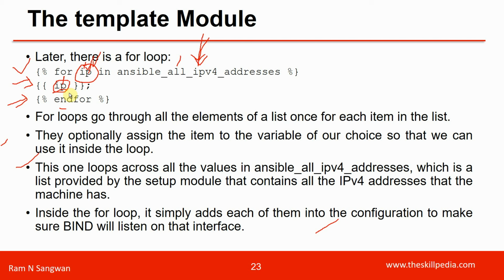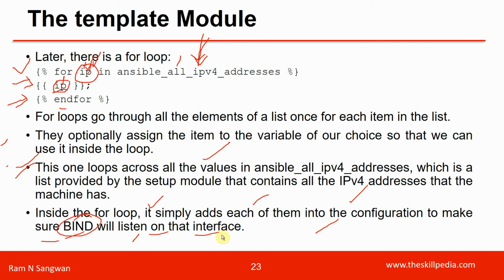So whatever name you specify, you have to use the same thing. But choice is ours. We can use it inside the loop. Once this loop occurs for all variables in Ansible, all IPv4 addresses, which is nothing but a list provided by the setup module that contains the IP addresses the machine has. Inside the for loop, it simply adds each one of them into the configuration to make sure the bind DNS server, which I'm talking about, will listen on that interface.